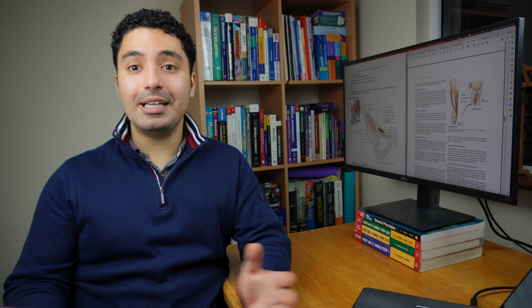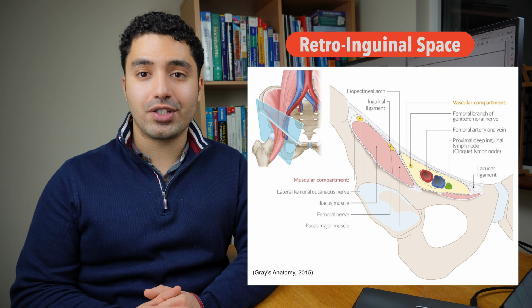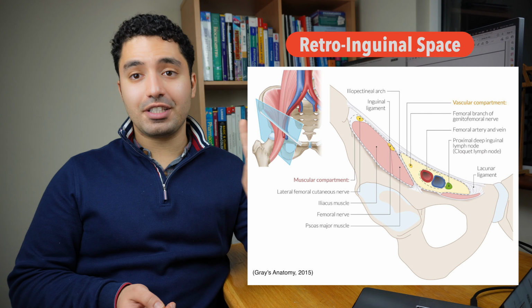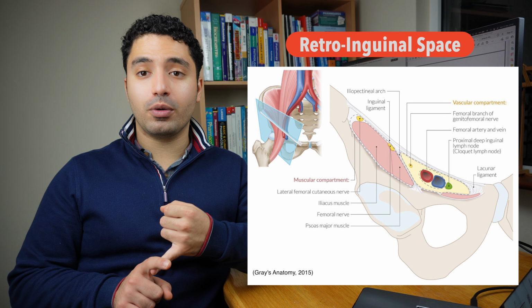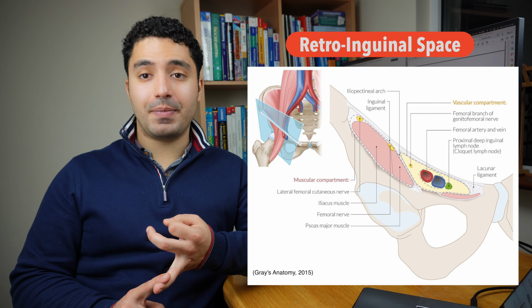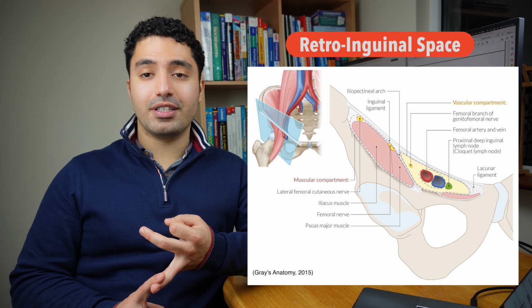Deep to the inguinal ligament is the retroinguinal space, which acts as a passageway for neurovascular structures from the abdominopelvic cavity to the femoral triangle, and it's actually divided into two compartments: a muscular compartment formed mainly by the iliopsoas muscle and the femoral nerve, and the vascular compartment through which the vessels pass, which change their name from external iliac to femoral as they cross into the femoral triangle.